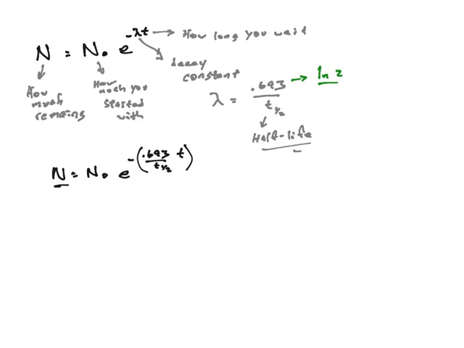I waited 24 days. Notice the half-life and the amount of time waited are both in units of days. They always have to match. Whatever units you use, make sure it's the same units for T1/2 as it is for T. And this is a very, very nice equation. This allows you to predict exactly how much you'll have left.